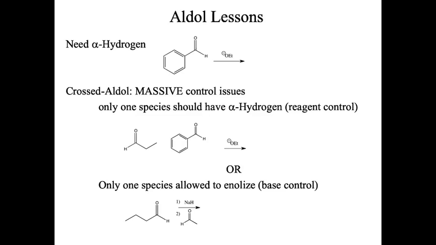Okay, if I want to do a condensation, an aldol condensation, I need a second alpha hydrogen. So we need 1 alpha hydrogen to do the aldol. I need 2 alpha hydrogens to do the condensation part of it. Make sense?